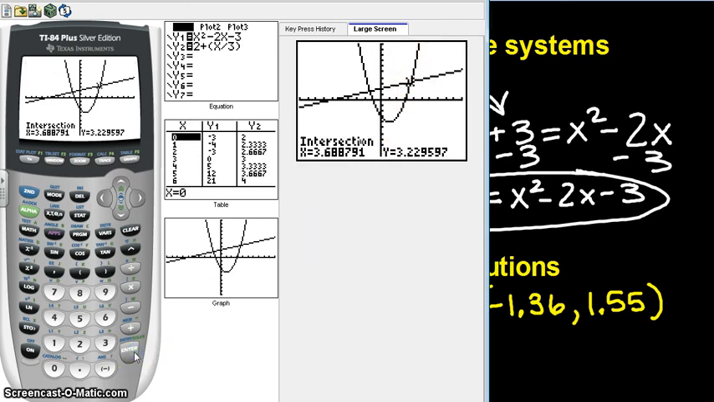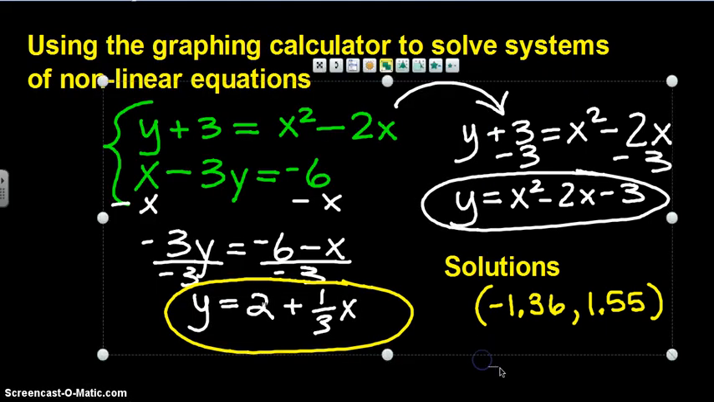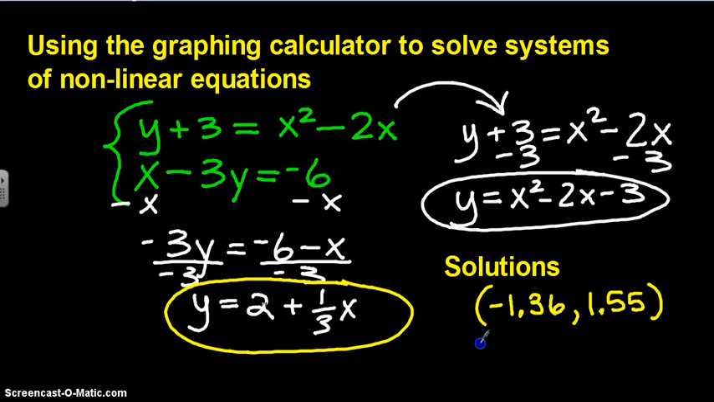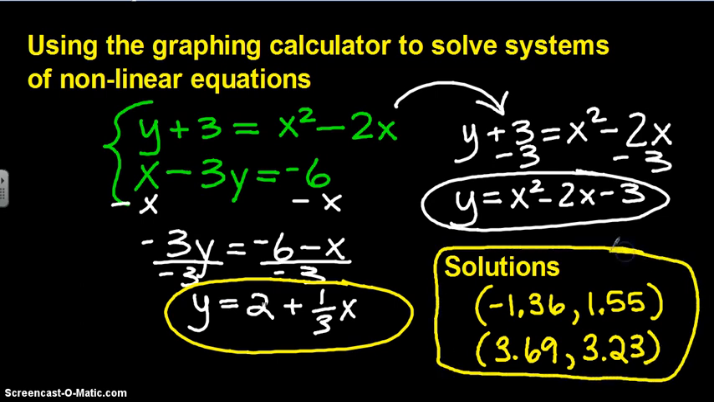And it says that the intersection over here is at 3.69 for x and 3.23 for y. So that's another solution point. So 3.69 for x and 3.23 for y, and those are my solutions. Because those are the 2 points where the graph shows my two equations overlapping or intersecting.